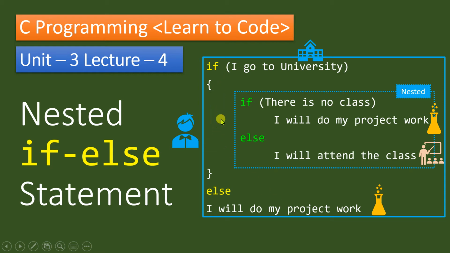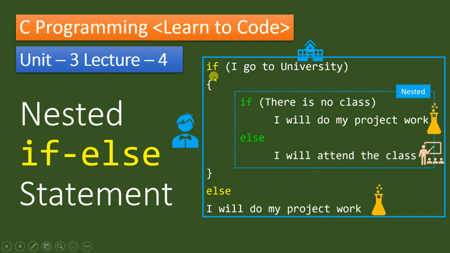So from this you can easily notice there are two decisions involved. One decision is whether you are going to the university. The second decision is whether the classes are happening or not. But the second decision purely depends upon the first decision. When one decision depends upon the execution of another decision, this decision, there is no class, will be nested inside the outer decision.